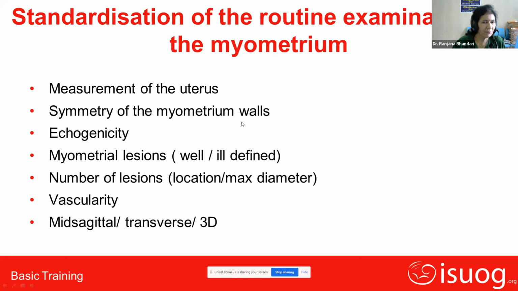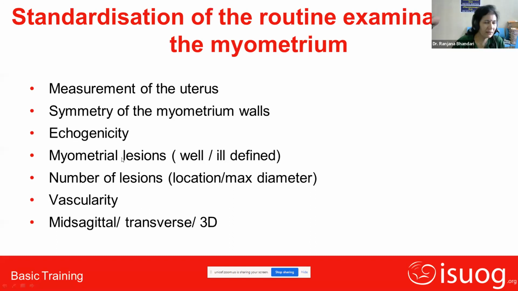Second is the symmetry of the myometrial walls. Anterior wall and posterior wall symmetry has to be seen, because in cases of adenomyosis, they may differ. The anterior layer thickness may be much lesser than the posterior thickness, depending upon which part of the myometrium is affected by adenomyosis. Echogenicity, as we see in cases of myoma, may be hypoechoic, isoechoic or hyperechoic, depending upon the comparison we are doing with the surrounding tissue.